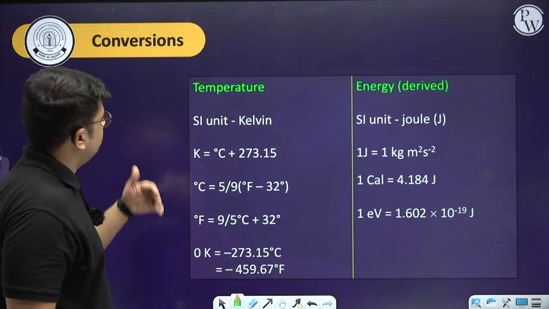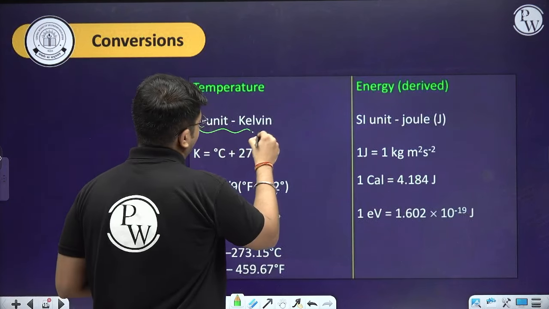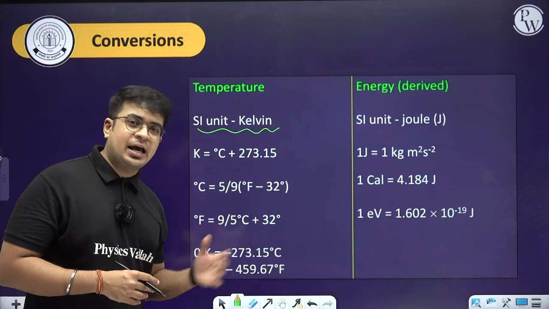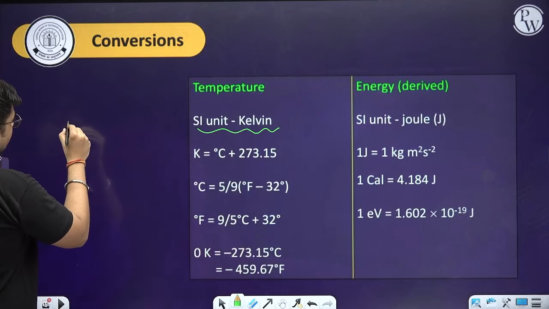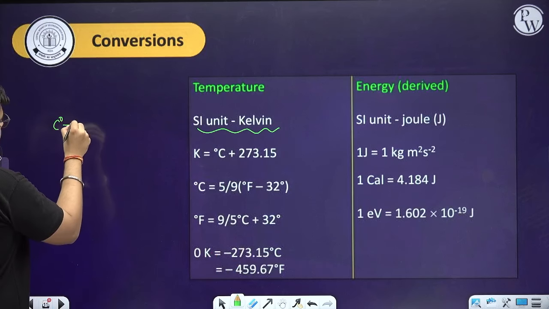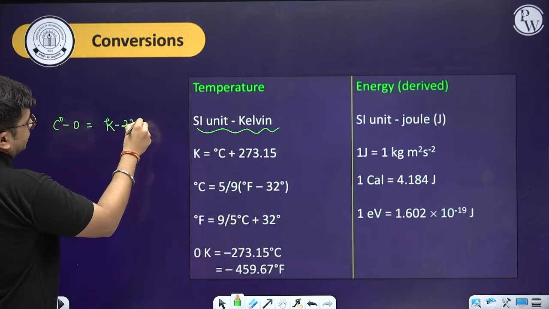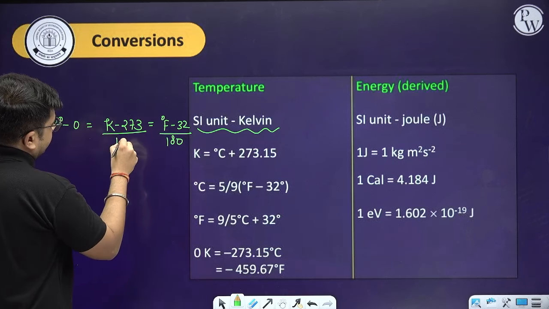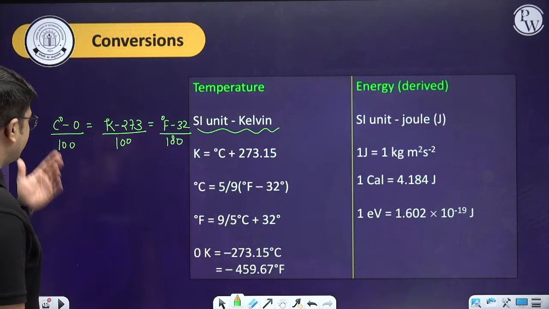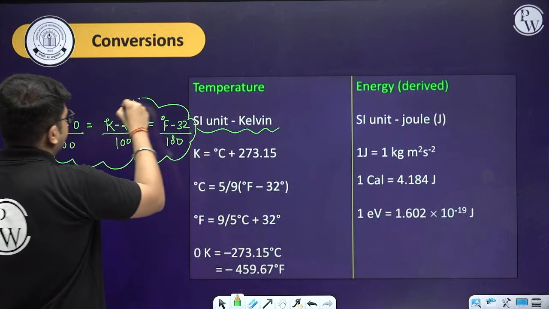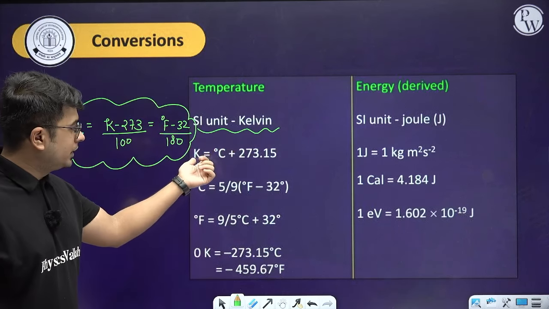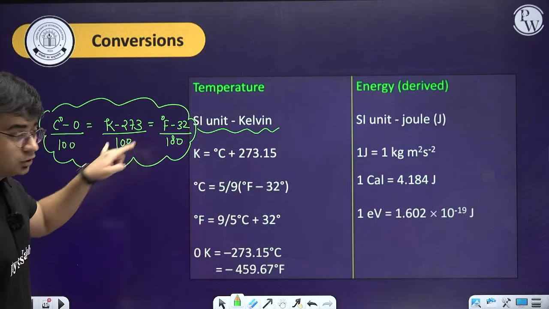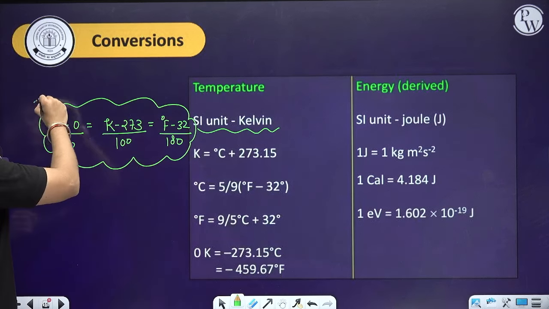Next, we have a specific factor for temperature. The SI unit is Kelvin. Other than that, we have degree Celsius as well as degree Fahrenheit. To convert, I can use different formulations, but I generally prefer one very simple relation: degree Celsius minus 0 is equal to Kelvin minus 273, equals degree Fahrenheit minus 32 divided by 180, divided by 100, and divided by 100. You can use this conversion chart for each and every value, because there is a separate formula for Celsius to Kelvin and a separate formula for Celsius to Fahrenheit, but there is no direct formula for Kelvin to Fahrenheit. So this is the relation you can use. Just remember this very simple formula.